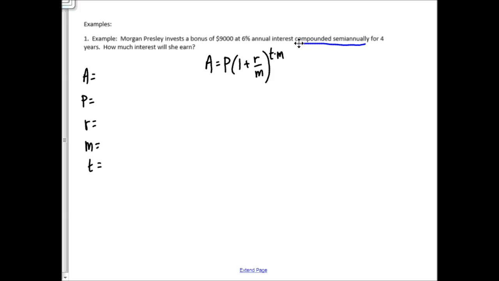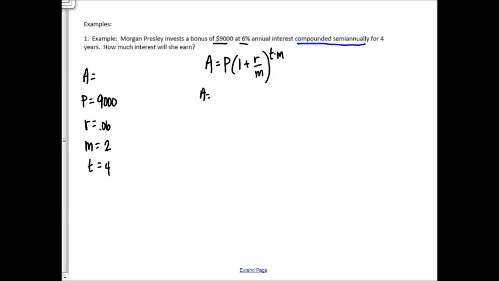Morgan Presley invests a bonus of $9,000. So that $9,000, how much she invests, that's the principal, so that's P. Alright, at 6% annual interest rate. Remember, you want to change that 6% to a decimal, so 0.06, move it 2 places to the left. Compounded semi-annually, that's how many times you compound a year, so semi-annually is twice a year, and time, 4 years. So remember, time is in years.